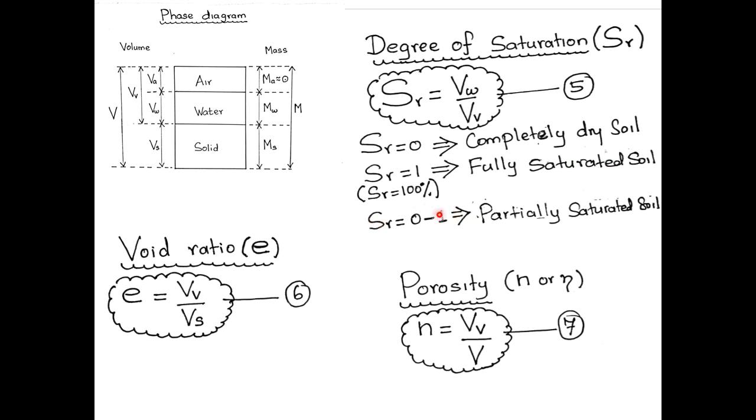SR is equal to 0 to 1, or 0 to 100%. That is normal soil. Partially saturated soil.